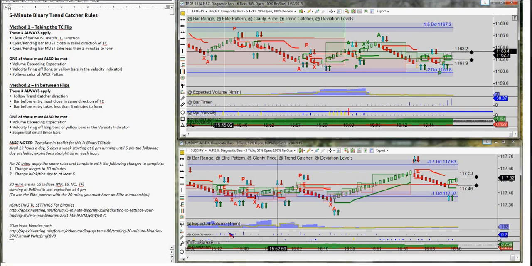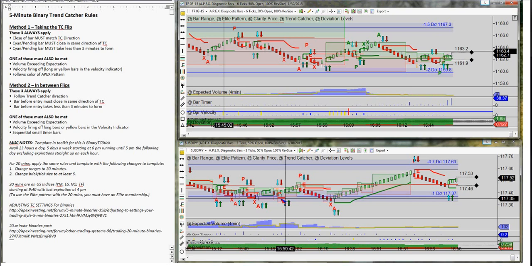Can I explain the green and red lines that move along the bars, and why are they flat sometimes while the bars are up and down? These green and red lines are actually the trend catcher line. This is your trend catcher line. This is what the whole thing's all about.